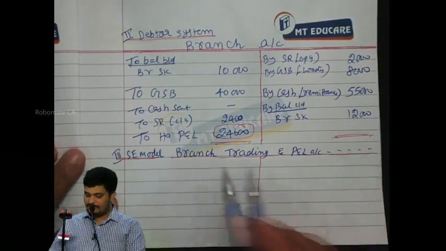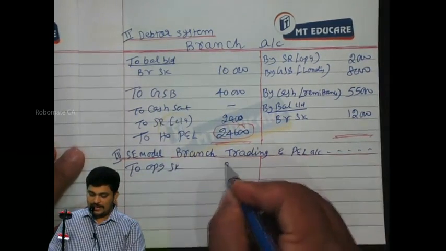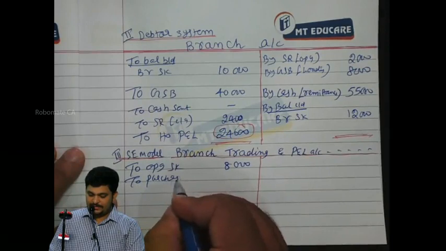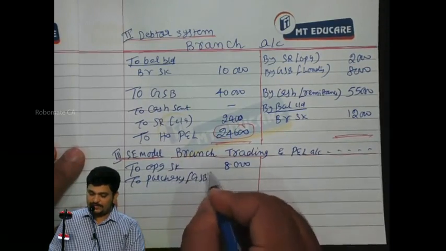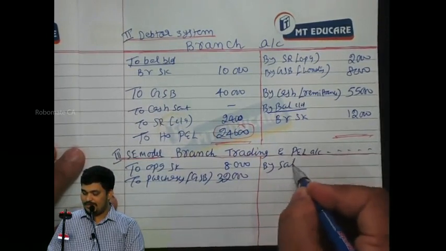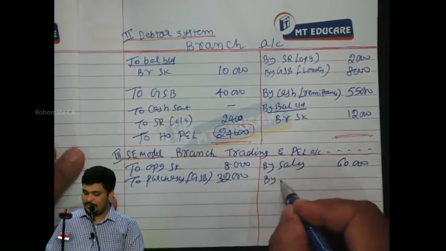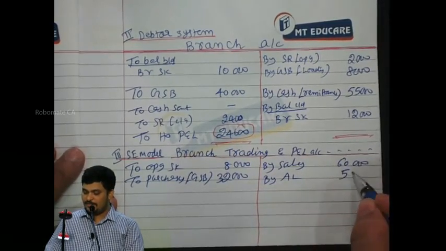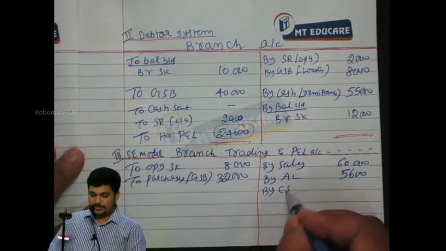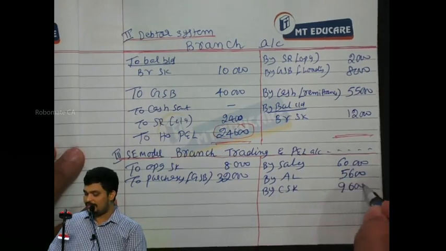Now we have the trading account: to opening stock 8,000, to purchases, goods sent to branch 32,000, by sales 60,000, by abnormal loss 5,600. We don't book normal loss entry. By closing stock 9,600.